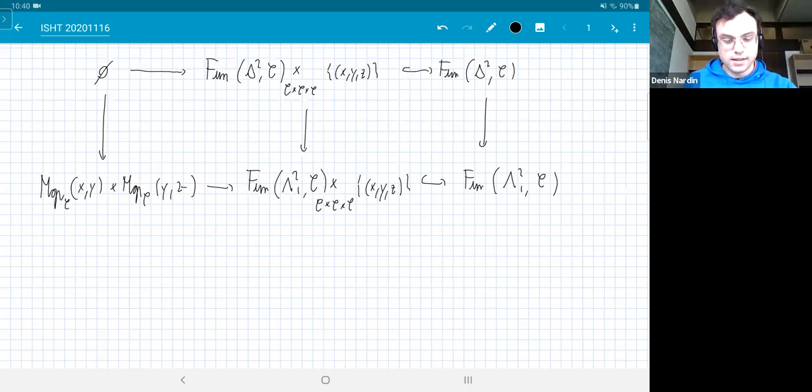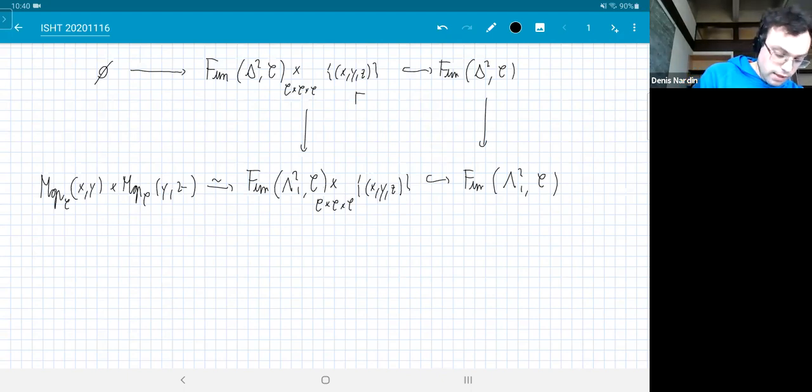Okay, so what is this? Actually, this is just a classical identification. And these are just the inclusions of the fibers, the inclusions of the fibers into these things. In particular, this is a Cartesian square. And this is just the inclusion of the empty set.